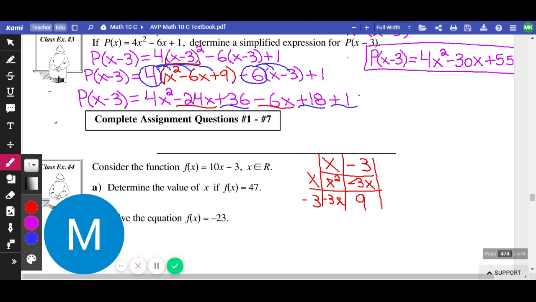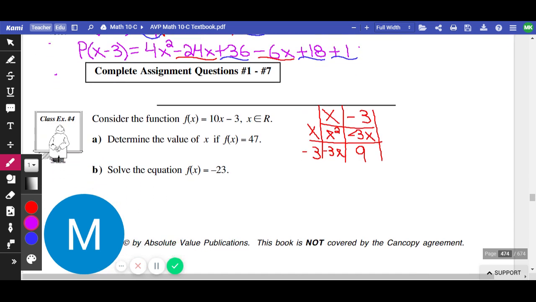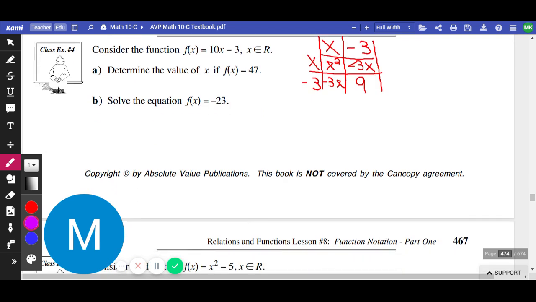Awesome. That's function notation when they give you an input, right? They've been giving you an x value. They can also use function notation to give you y values or output values. It just changes slightly how they write it. So if you look at classic example number 4, they give you a function, so consider the function f of x equals 10x minus 3. Remember the x ∈ R doesn't really affect us, that just says x can be any number.